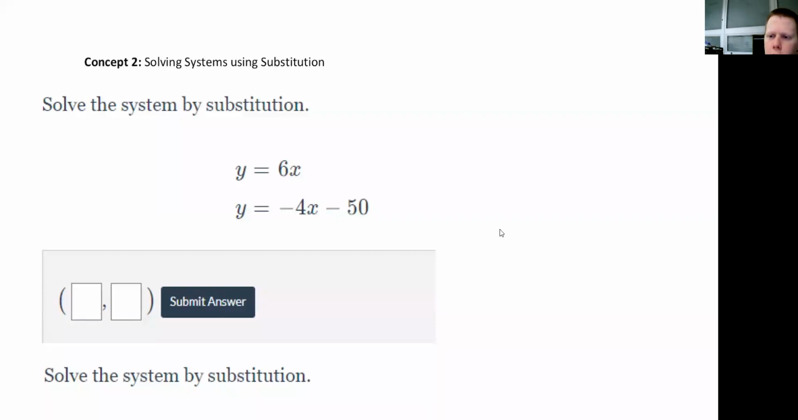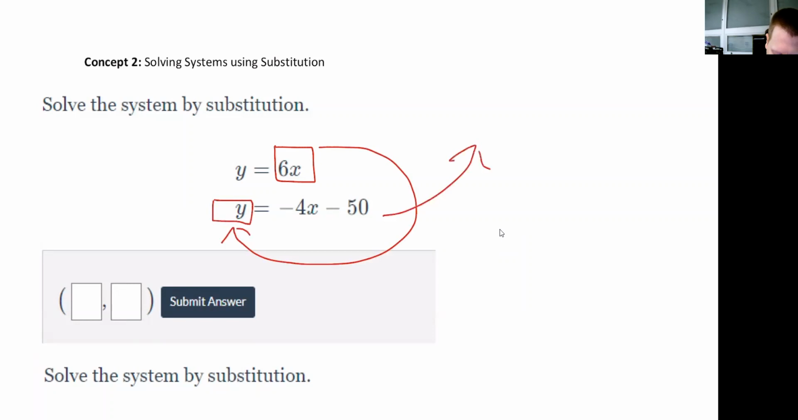But level 1, you're going to have y equals 6x. One thing you can do is if I know y equals 6x, anywhere I see a y in the second equation, I can replace it with 6x. So basically, I can replace this y here with 6x. If I rewrite that, I would have 6x equals negative 4x minus 50. And now this is an equation I want to solve.